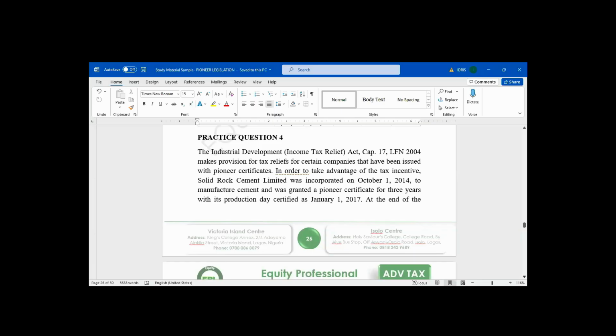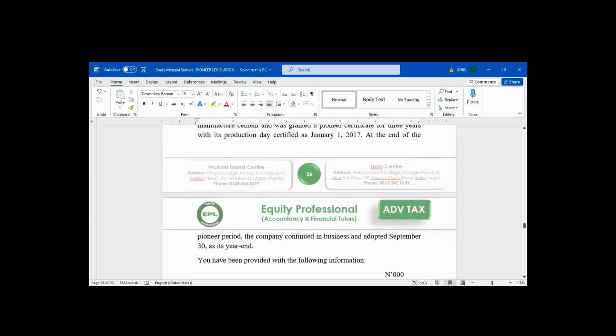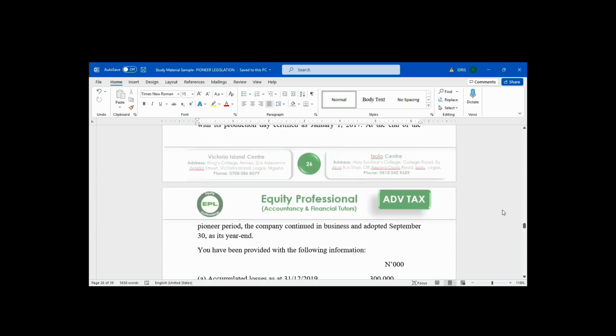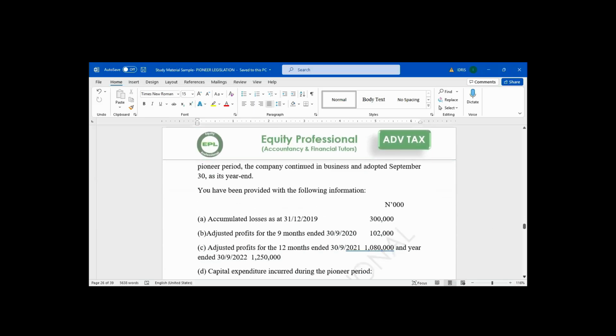In order to take advantage of the tax incentive, Solid Rock Cement Limited was incorporated on October 1st, 2014 to manufacture cement and was granted a pioneer certificate for 3 years, with its production date certified as January 1st, 2017. At the end of the pioneer period, the company continued in business and adopted September 30th as its year end.